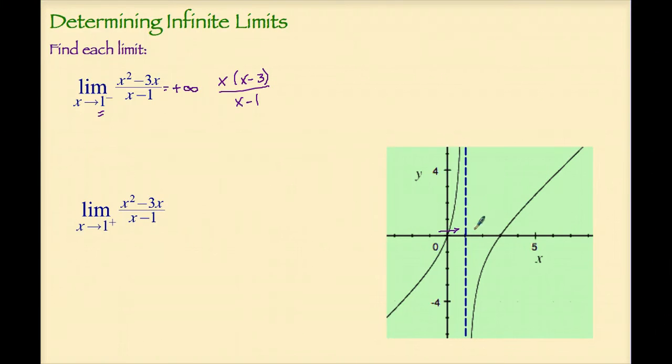As we approach 1 positively, we see that the function is exhibiting unbounded behavior again, this time toward negative infinity. Therefore, the limit as x approaches 1 positively of our function is negative infinity. Once again, no limit exists at 1, but this notation allows us to describe the unbounded behavior that we see.